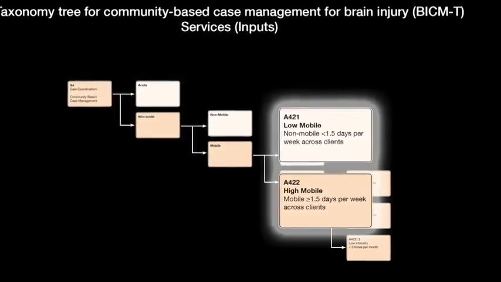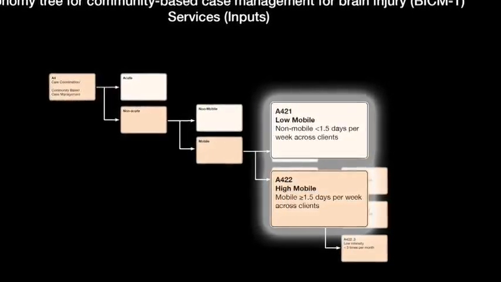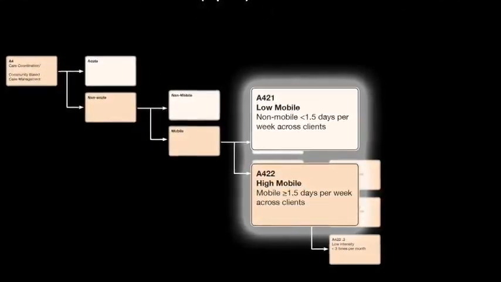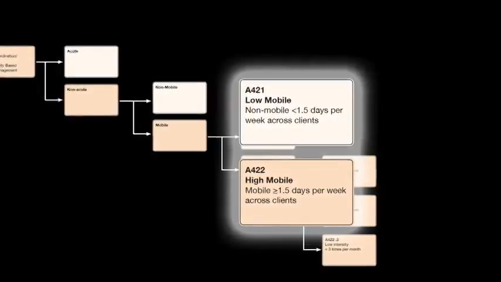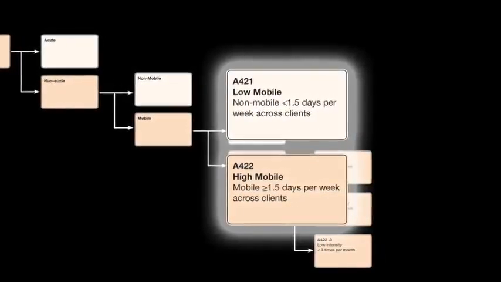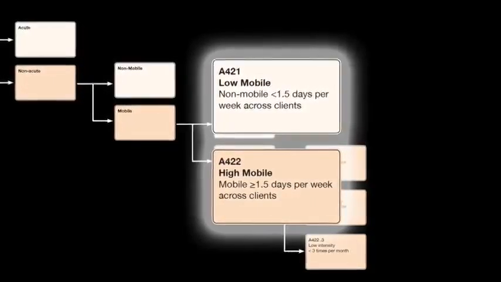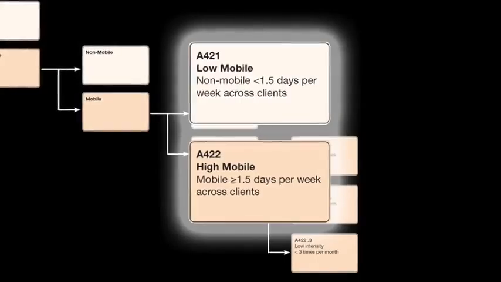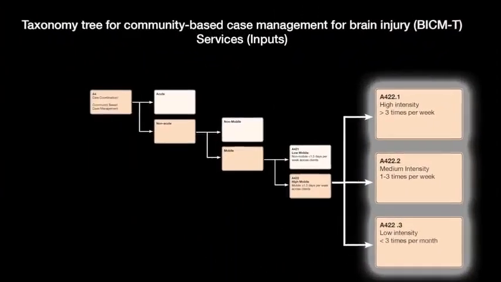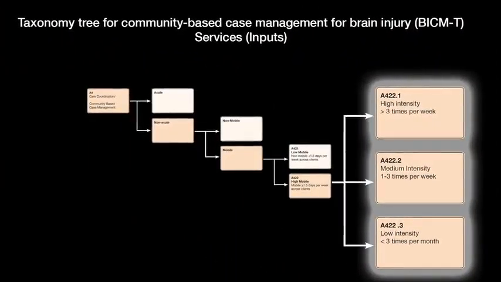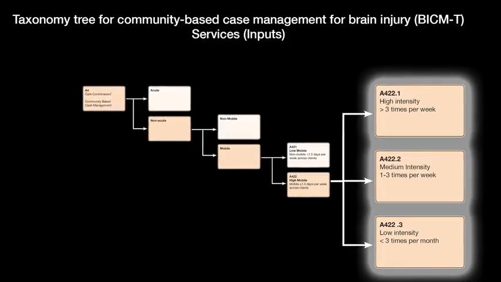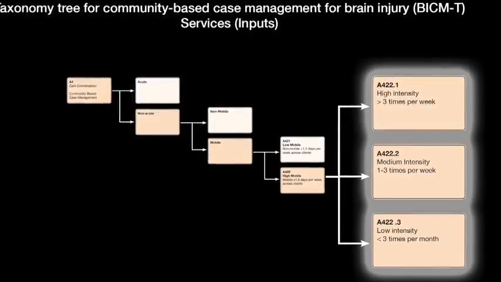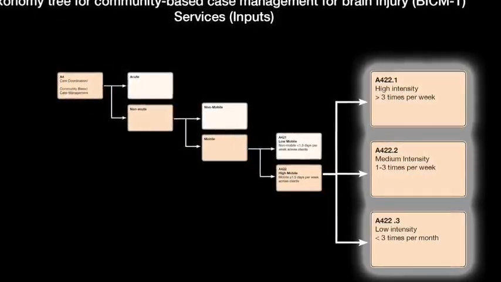Low mobile refers to less than 1.5 days or pro rata per week performing case management actions across clients in the community, whereas high mobile is 1.5 days or more per week in the field across clients. For high mobile, the service tree is extended further to high, medium and low intensity. You can see the definitions which relate to the actions performed per recipient or client of case management.